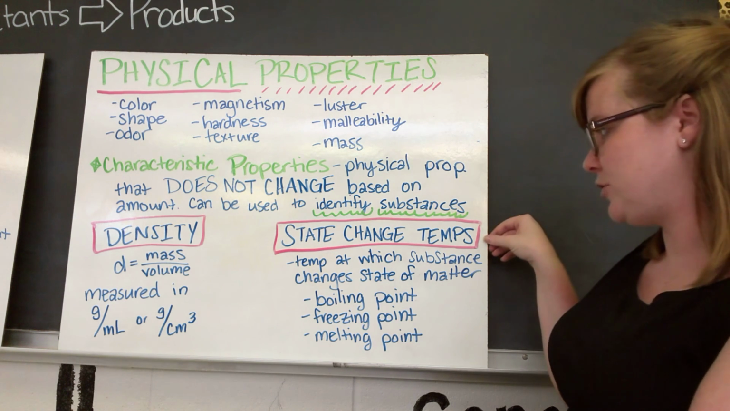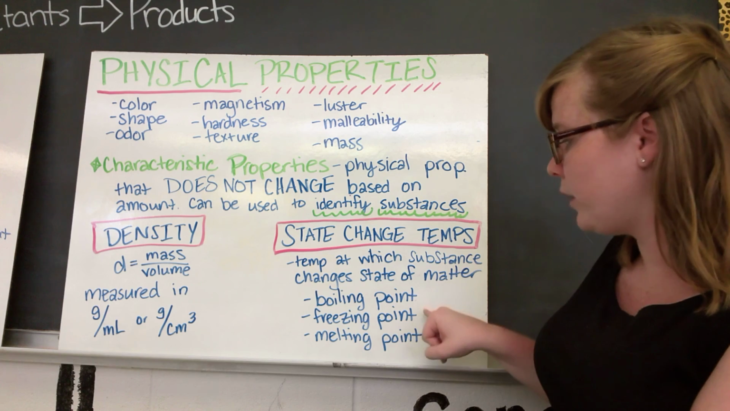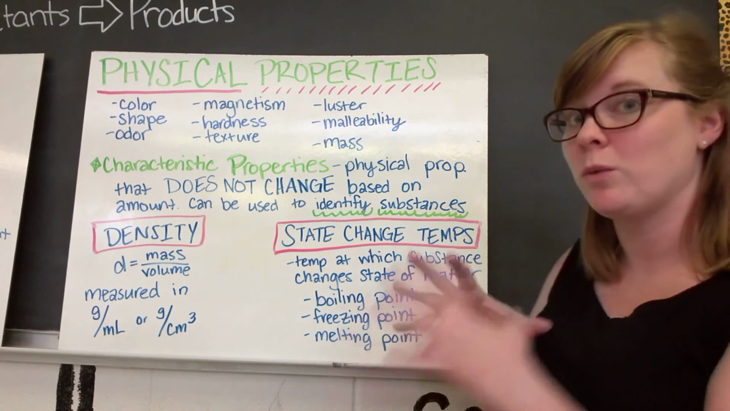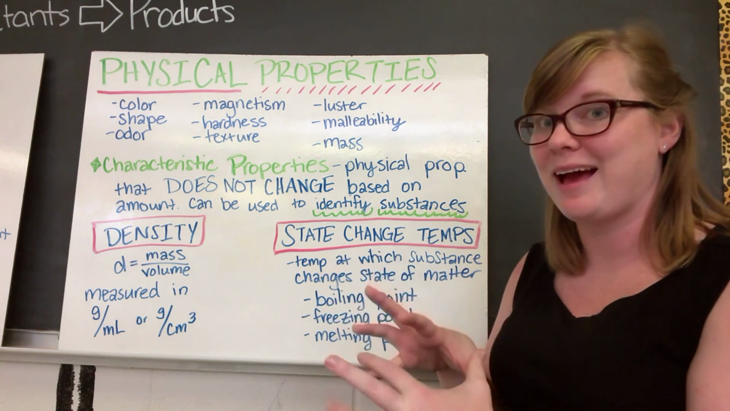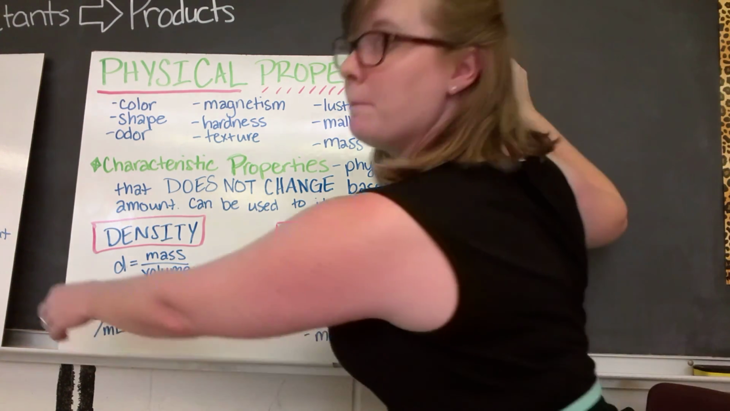State change temperatures are the temperature at which a substance changes state of matter. So boiling point, freezing point, and melting point. So when it changes state of matter from solid, liquid, and gas, that's going to be a state change temperature, which is a characteristic property as well.